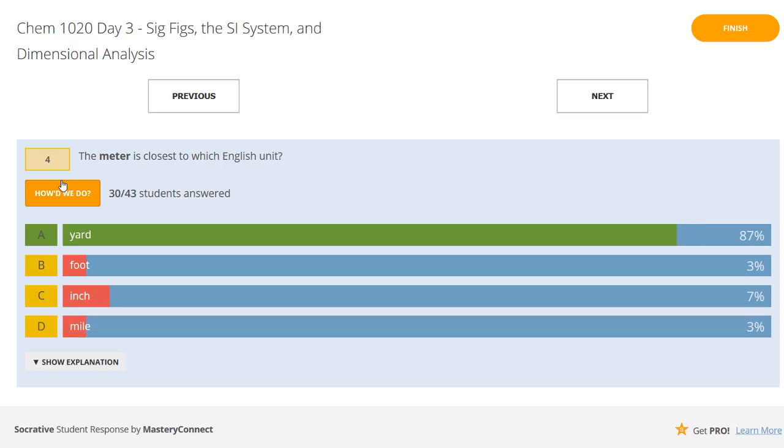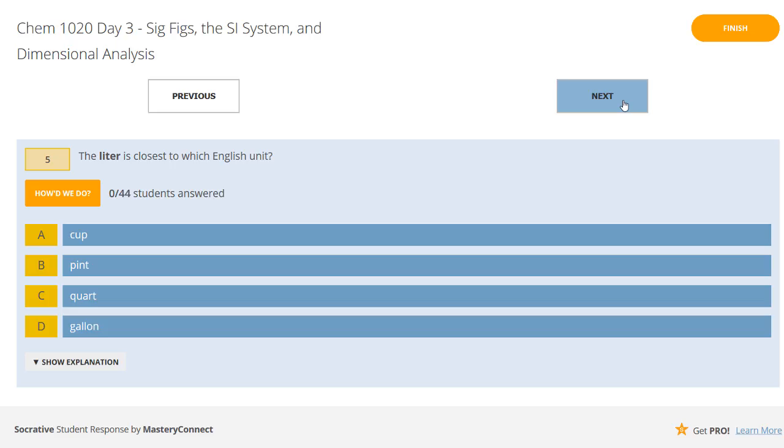The yard is how many inches? 36 inches. A meter is a little bit more than 39. The meter actually came originally from being like 1/10,000,000th the distance from the pole to the equator. So there was a different standard that was used for it. This one here is a liter.